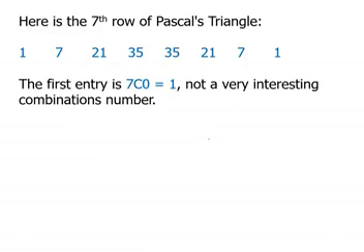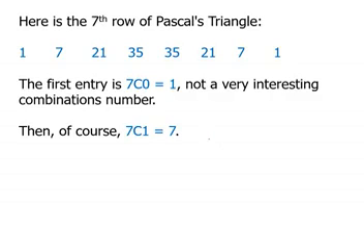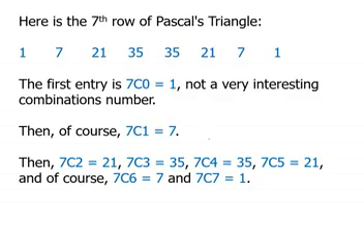Well, the first entry, 7 choose 0 is 1, is not very interesting. If you have 7 things and you choose none of them, how many ways can you do that? That's not interesting in real world terms. Then, of course, 7 choose 1 is 7. If we have 7 unique items, how many different ways could I pick one unique item? Well, 7 of them.